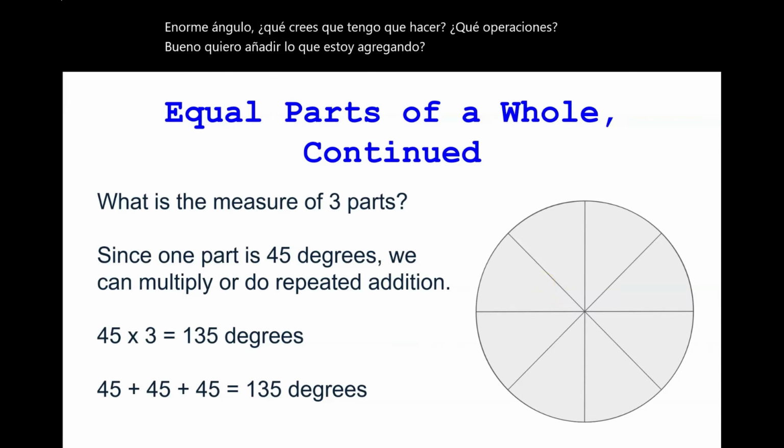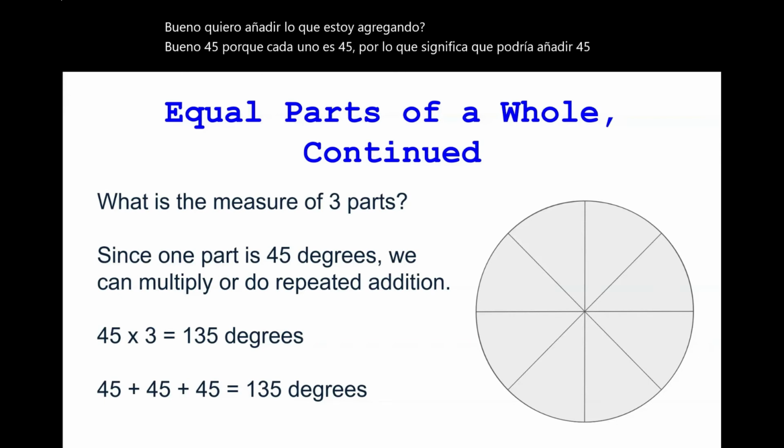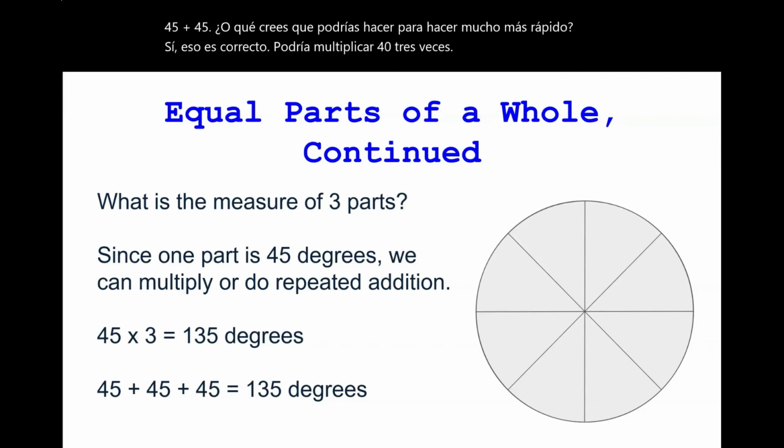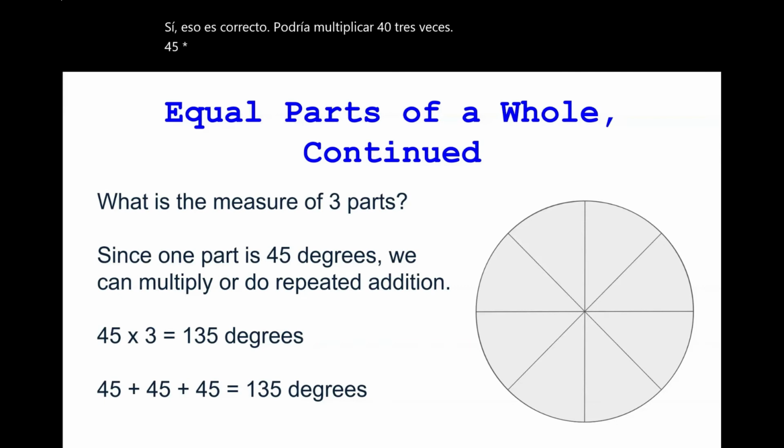Good, 45, because each one is 45. So that means I could add 45 plus 45 plus 45. Or what do you think I could do to do much faster? Yes, that is correct. I could multiply 45 times 3. Perfect.